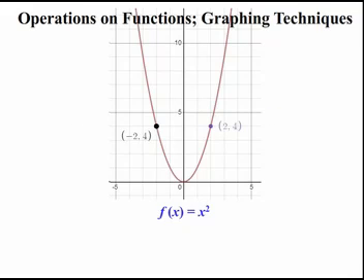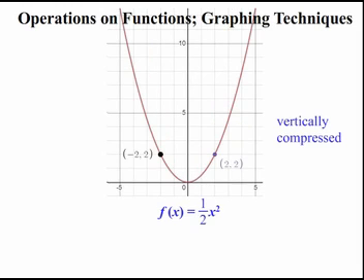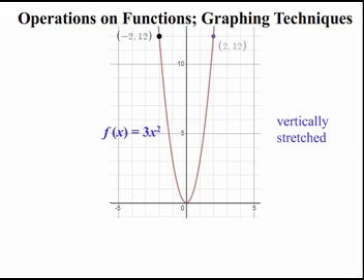All right, could have 3 graphs here. First of all, we have f of x equals x squared. Notice your coordinates, (2, 4) and (negative 2, 4). If I get f of x equals 1/2 x squared, my coordinates are now (2, 2) and (negative 2, 2). It's 1/2 as high as it used to be, so it is vertically compressed. And now I've got f of x equals 3x squared, and now my coordinates are (2, 12) and (negative 2, 12), because they are multiplied by 3, so it is vertically stretched.